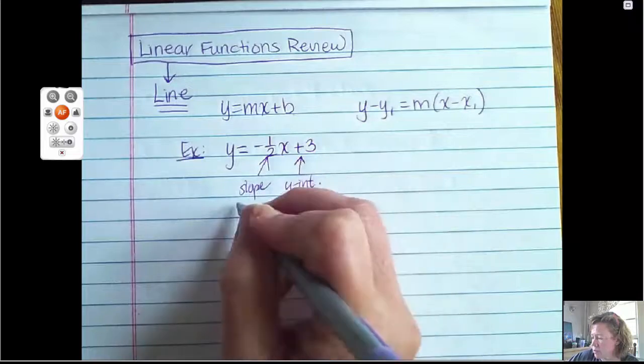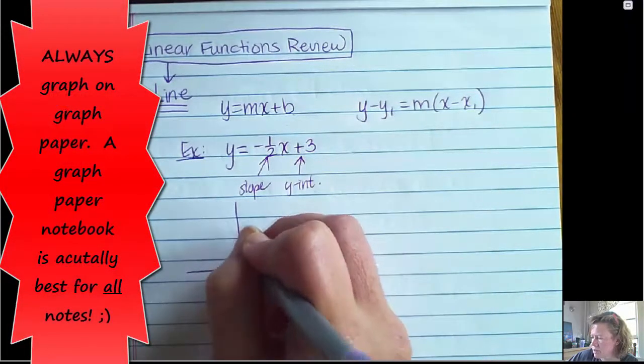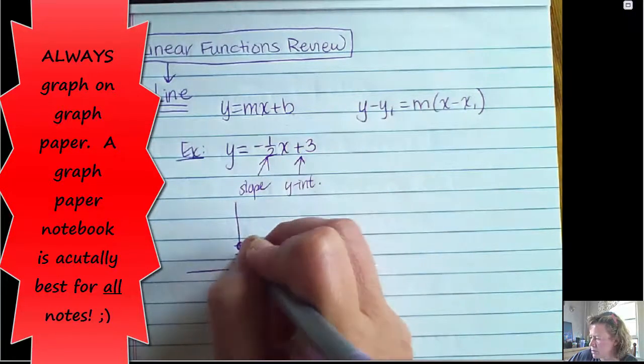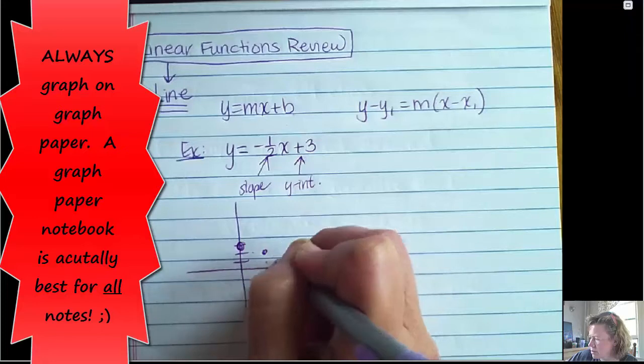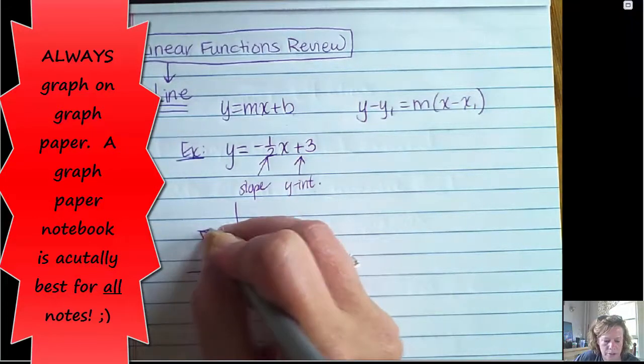So typically on graph paper, you would go to 3 on your y-axis and plot it, and from there count your slope of negative 1/2. Get a couple of points that are good, and there's your line.